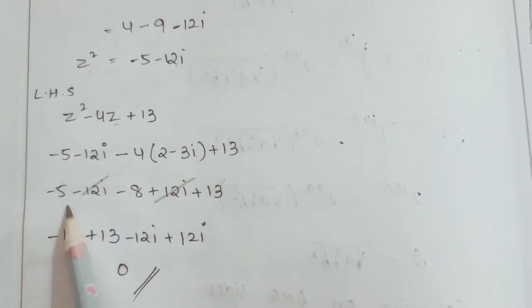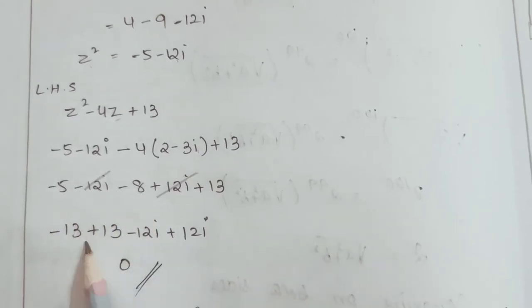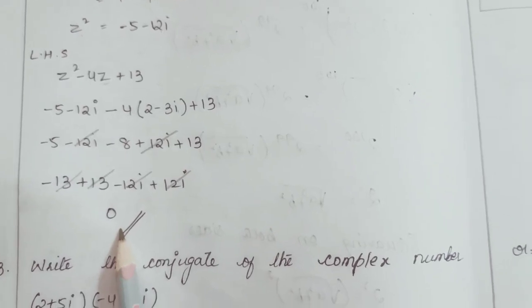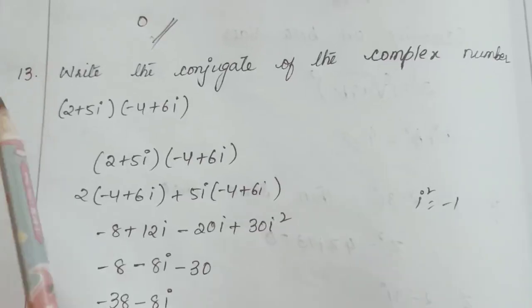Plus 12i minus 12i gets cancelled. Minus 5 and minus 8 is nothing but minus 13, and this one plus 13. Minus 13 plus 13, minus 12i plus 12i is equal to 0. Hence proved.